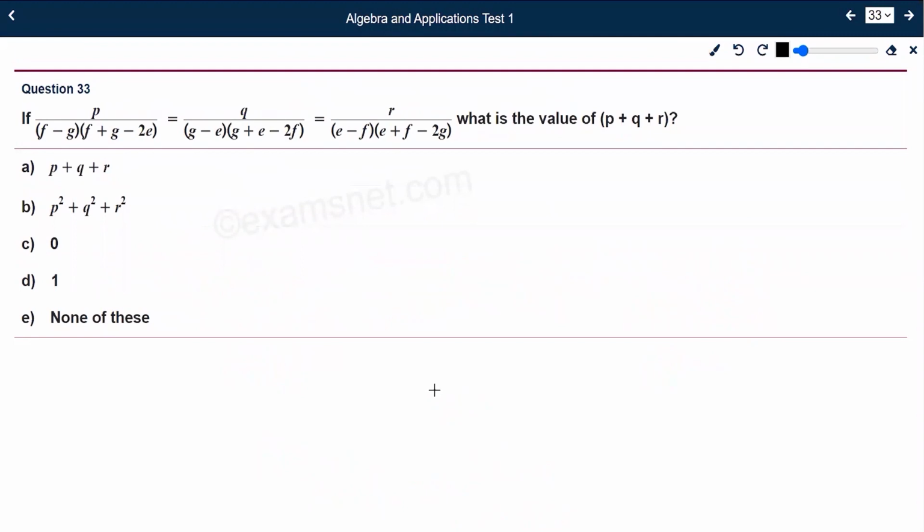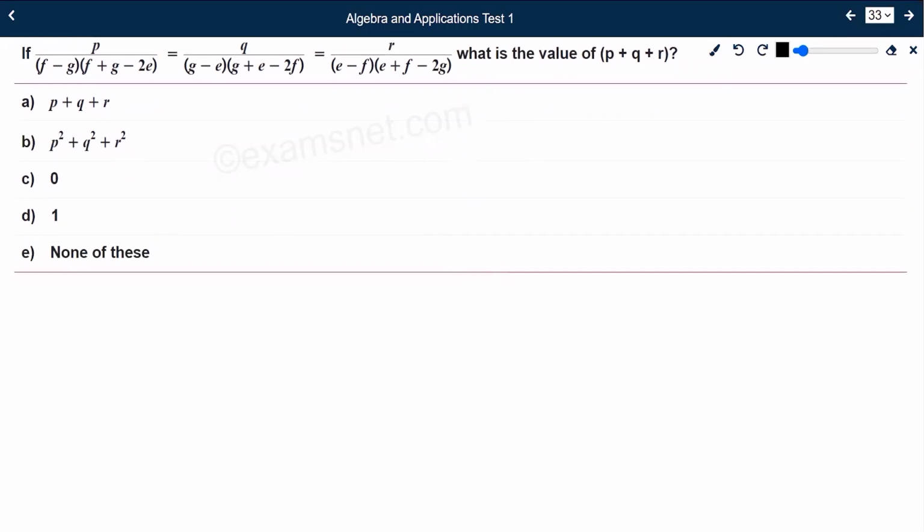Let's start solving question number 33. If p by (f minus g, f plus g minus 2e) equals q by (g minus e, g plus e minus 2f) equals r by (e minus f, e plus f minus 2g), what is the value of p plus q plus r? Okay, so here we are given three ratios and those are equal in value, correct?